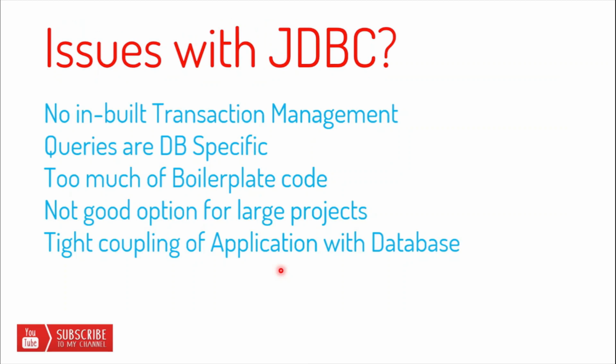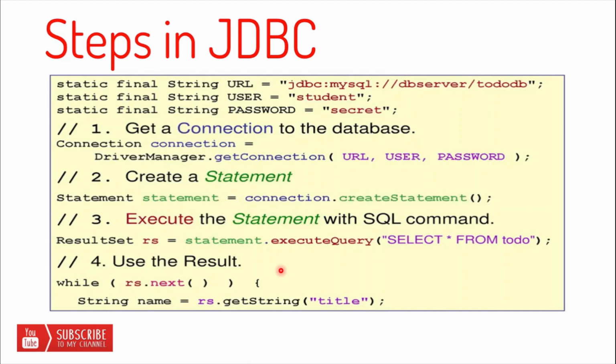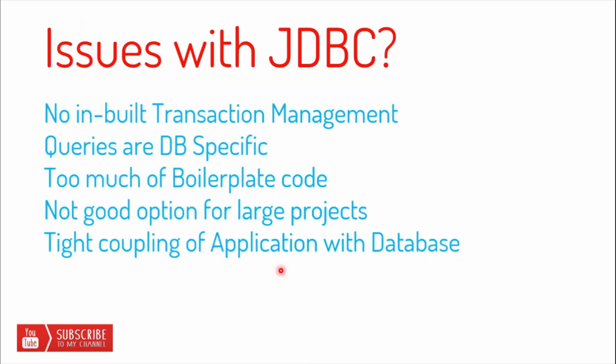The third one is too much boilerplate code. We have already seen that we have to write a lot of code just to get the connection and statement, and it's not a good option for large projects. And the last one is tight coupling of the application with the database. As we are explicitly mentioning the queries in the code, it becomes tightly coupled with the database. If we want to change the database, we need to make a lot of changes in the code as well. So how do we overcome these issues with JDBC?